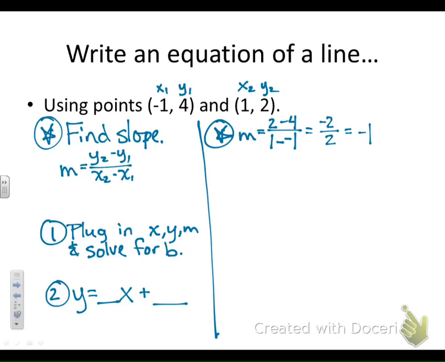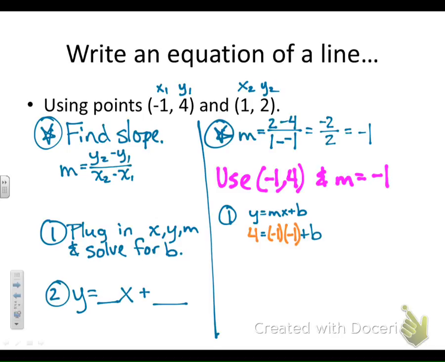Now that I have slope, I can plug a point in, but I need to pick a point. And now it turns into the previous example. We're going to plug this point in for x and y, plug in the slope, and solve for b. Last step is to write the equation of your line. My slope, -1, y-intercept of 3, and we can clean that up.